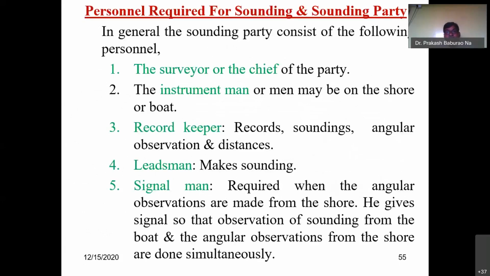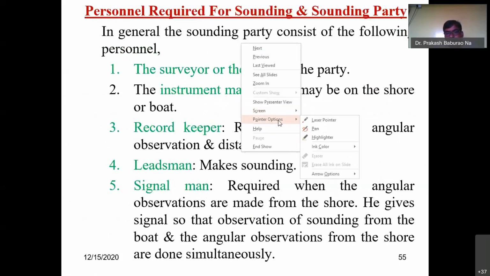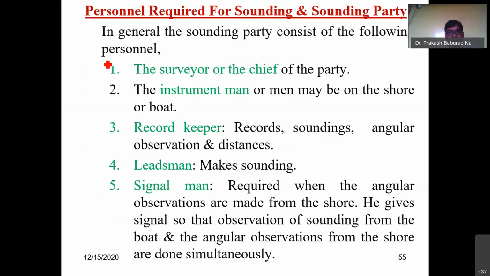That is, what are the personnel, the human resources, required to carry out the sounding as well as the hydrographic surveying part here. The sounding party consists of the following personnel. I want to show you here with the help of the pointer so that everybody can understand it. This is the manpower. It's a teamwork, and by a single person it is not possible to carry out the survey. Technically, a surveyor or the chief of the party is required. That is the first person. Second, the instrument man, who may be on the shore or on the boat.